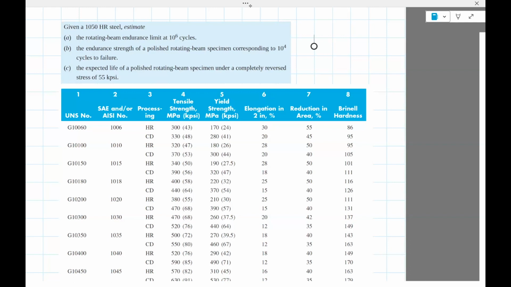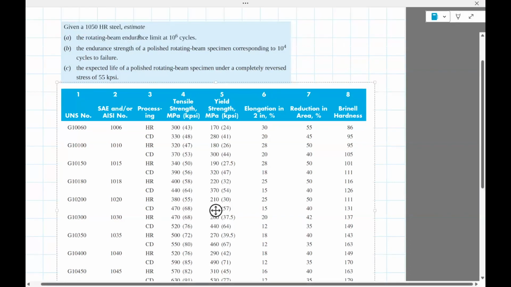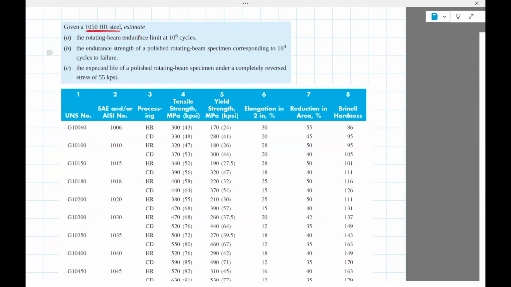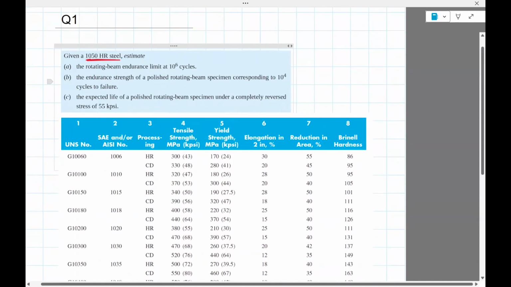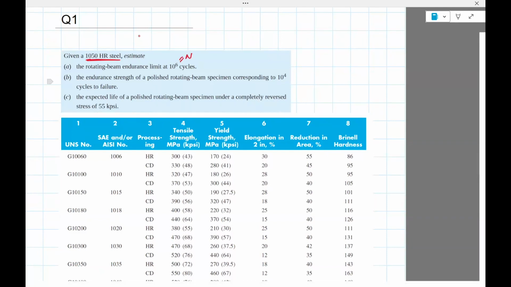So let's get to the problem. Let's read it. Given H050 HR steel. Apparently we're given the steel because we need to get the data from this particular table. Now we're given that the specimen has the cycles 10 raised to 6. Oh, sorry, estimate the rotating endurance limit. So given n, we need to compute the endurance limit, which I think is SE.